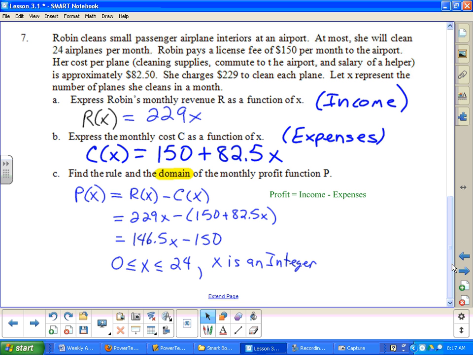Integers are positive and negative whole numbers. You could actually have said whole numbers here also instead of integers, because whole numbers start at 0. You couldn't have said natural numbers, though, because that starts at 1.